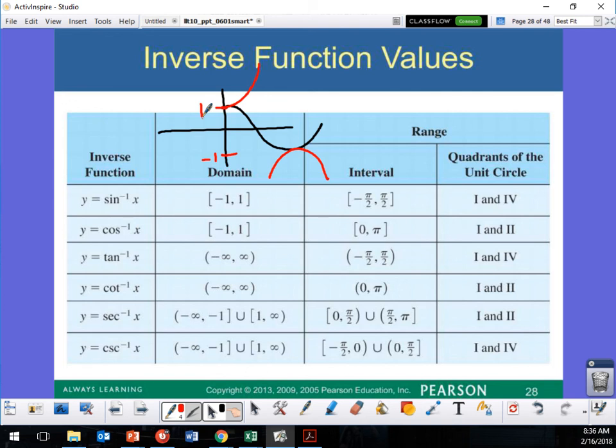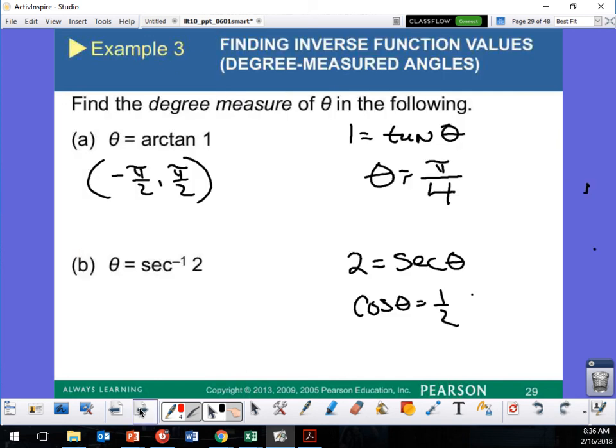Because if this was pi over 2, that would be an asymptote. But cosine at 1/2 is pi over 3. So my restrictions are the same as cosine, but I cannot have an answer at pi over 2. So where's cosine equal to 1/2? Pi over 3. So that's going to give me theta is pi over 3, right? Alright, I think that's it, right?